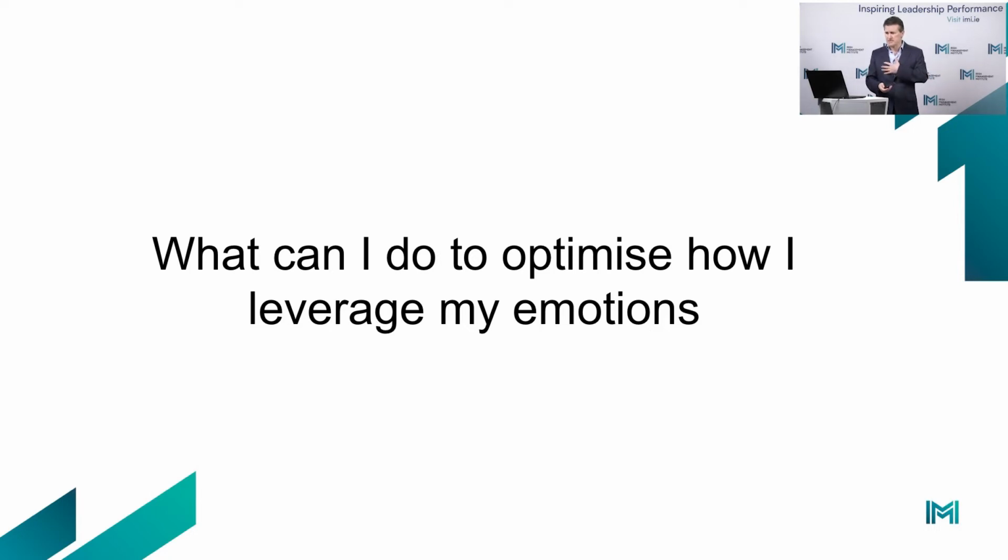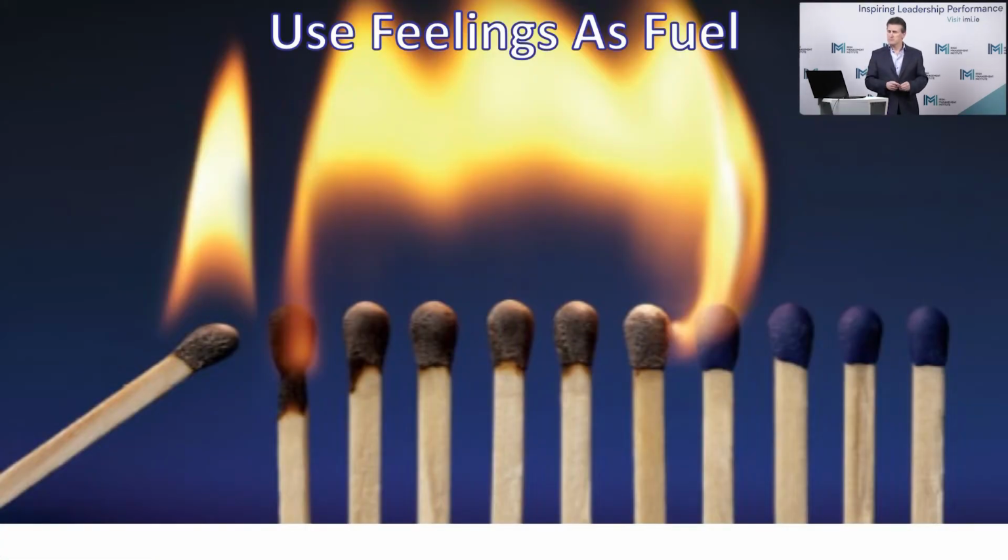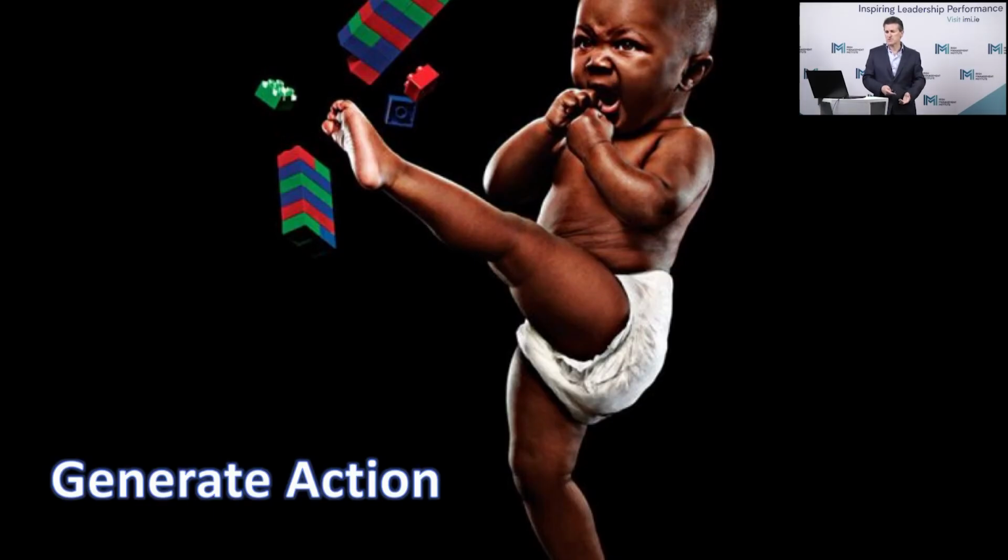But what can I do as an individual? What can I do to leverage my emotions so that I can use my emotions to fuel the right kind of thinking? Well, remember, it's fuel. Use your emotions as fuel. Remember the four points of the graph. Which kind of thinking do I need to be engaging with, and therefore which kind of emotion should I be feeling, and how do I get myself into that space? So use the emotions as fuel so that you can generate the right kind of action.